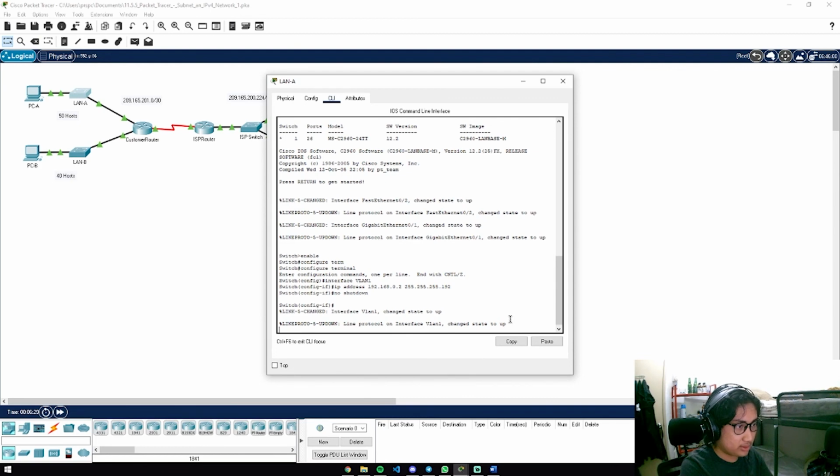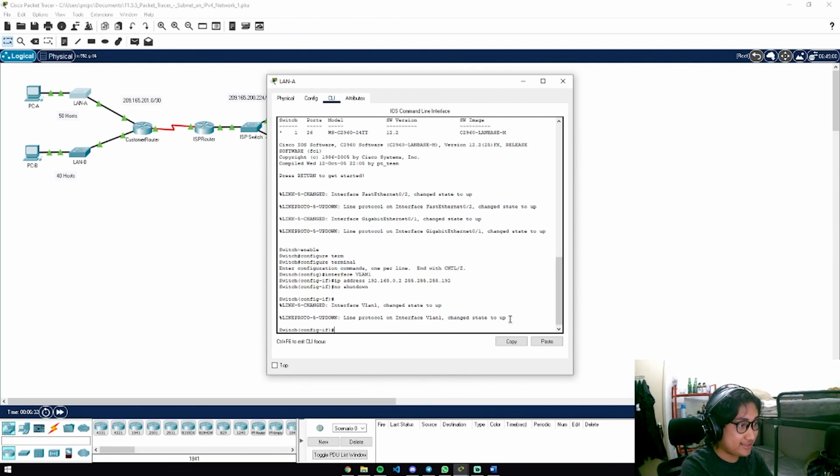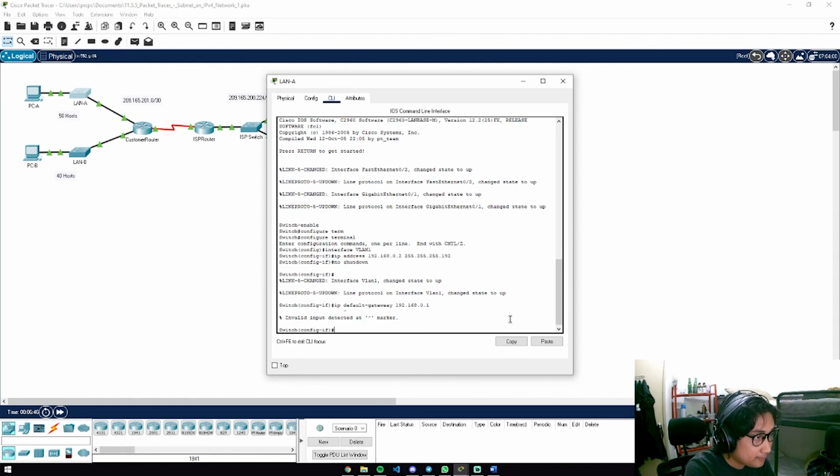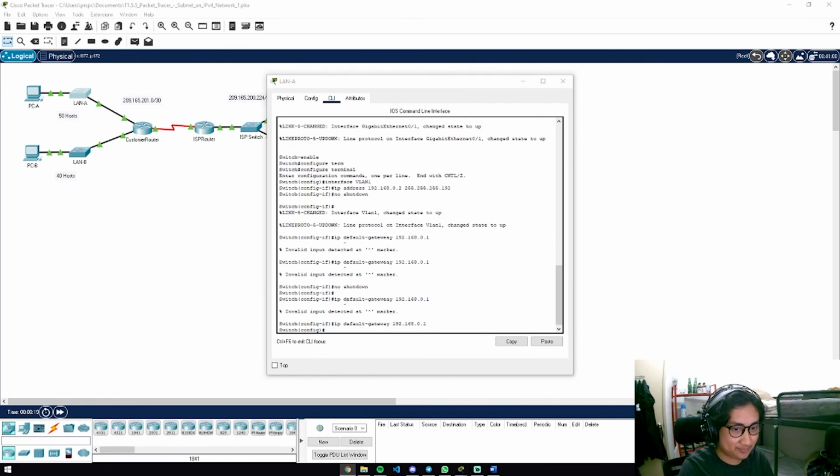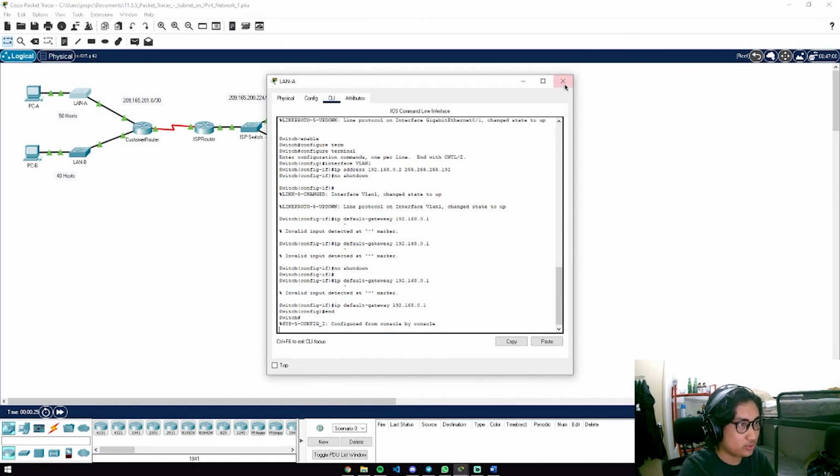Now we say it has done things, and now we have to set its default gateway to the given, which is default gateway 192.168.0.1. And what did I do wrong over here? Okay, my mistake over there. I forgot to type in default gateway properly. So over here, instead of gateway, it is default-gateway. And then that's it for LAN A. Just have to type end, and we close the console.